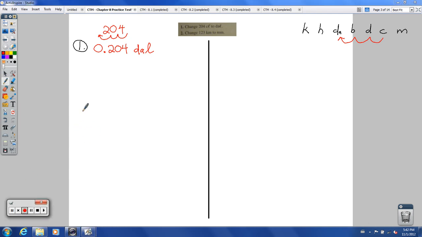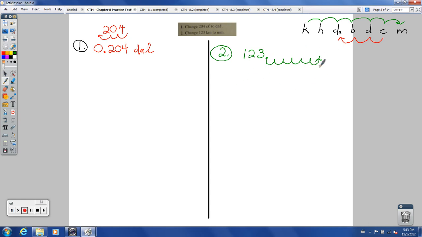Right, so number 2, why don't I do this one? I'll do this one in green. Still going to use this over here, changing 123 kilometers to millimeters. So that's a big jump here. That's 1, 2, 3, 4, 5, 6. Going to move the decimal place 6 units. So if I start with 123, the decimal would be right here. I should add 1, 2, 3, 4, 5, 6. I'm moving the decimal place to here now. There's going to be 6 more zeros filled in here.